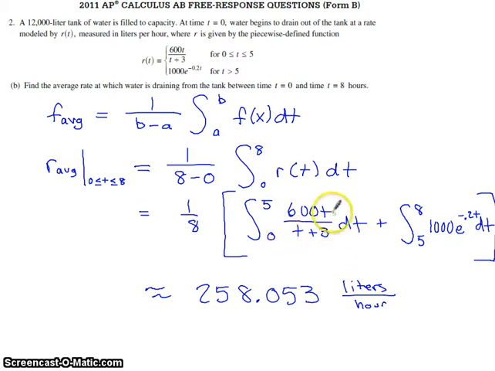So if you evaluated this on the calculator, evaluated this on the calculator, since it's a calculator problem, added the results together, and then multiplied by 1/8, you end up with about 258 liters per hour as the average rate of change.